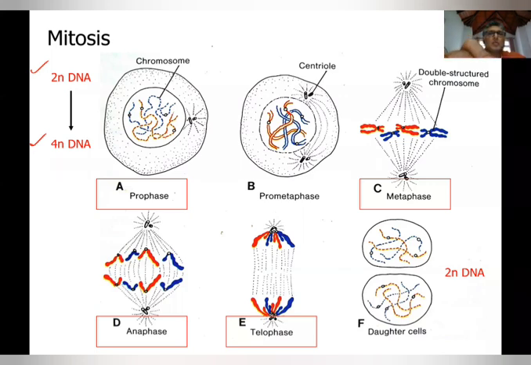And if you look at a chromosome before mitosis, at the 2N DNA state, it is like this. At 4N DNA state, the chromosome would look like this. So there are two strands here. Each of these will be called a chromatid. Okay. So that's why you have 4N DNA state.